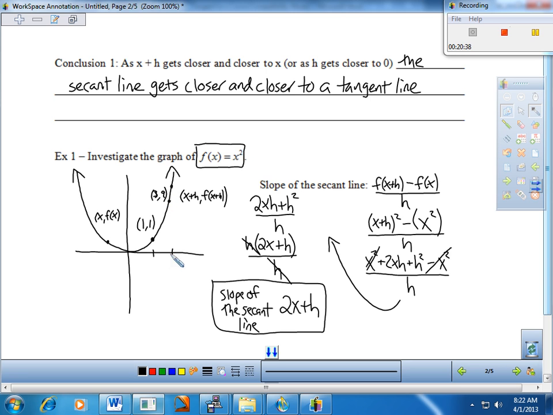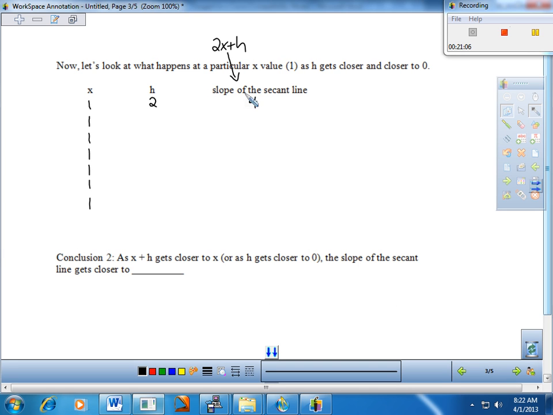So if h was 2 from here to here, that means we would be going from (1, 1) to (3, 9). And guys, if I asked you to find the slope right here, you would do y2 minus y1 over x2 minus x1, right? Hey guys, 9 minus 1 is 8. 3 minus 1 is 2. 8 divided by 2 is 4. And if you take a look at our answer right there, that's why I love all this coming together. Look at that. That's what that indicated, that the slope was 4.